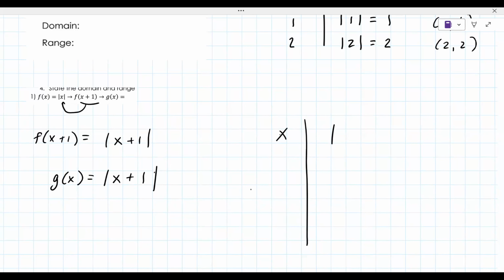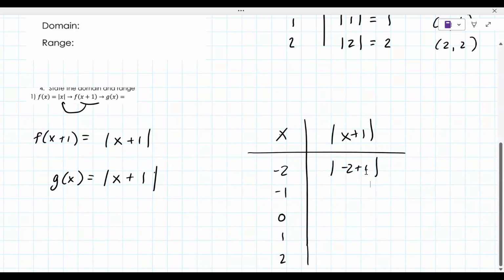x, and then absolute value of x plus 1. And then I'm going to just give you the x values: -2, -1, 0, 1, and 2. So what you're doing is -2 plus 1, absolute value. So you have to do what's inside the absolute value first. So -2 plus 1. What does that become? That would be, the final answer is 1. But -2 plus 1 is -1. Absolute value of -1 is 1.